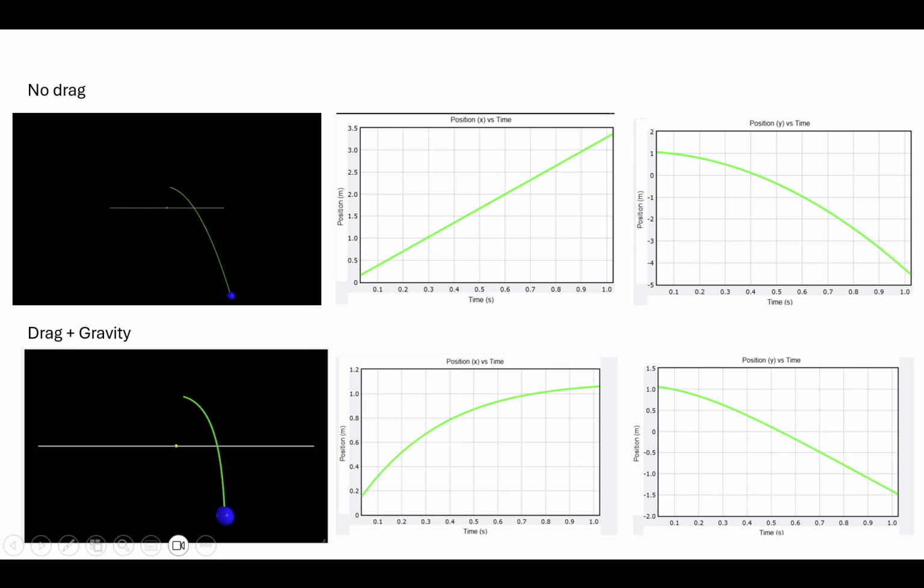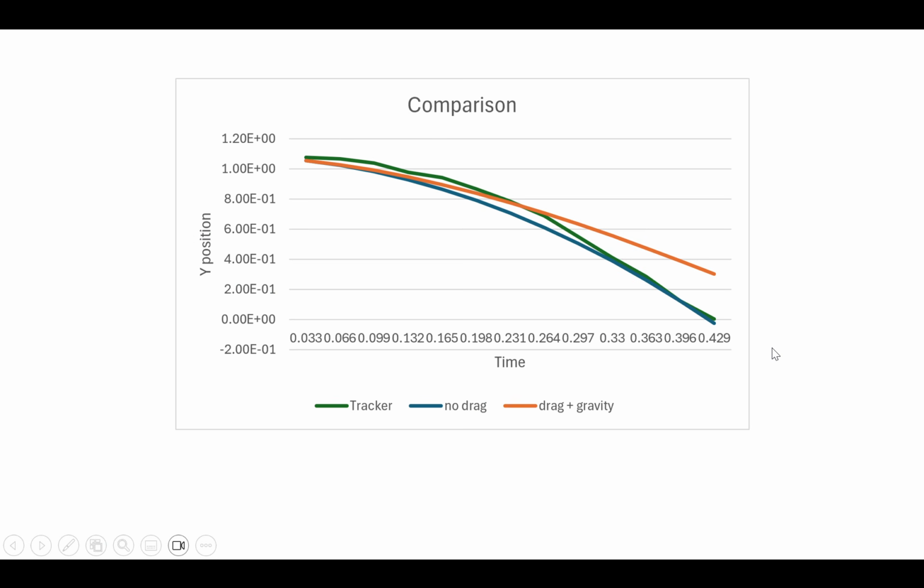And here is the GlowScript model. The one on top is my no drag model. As you can see, x position is linear, y position is not. My bottom one includes drag plus gravity. And now some comparisons. Green is my tracker, my experimental model, the blue one is no drag, and the orange one is drag.